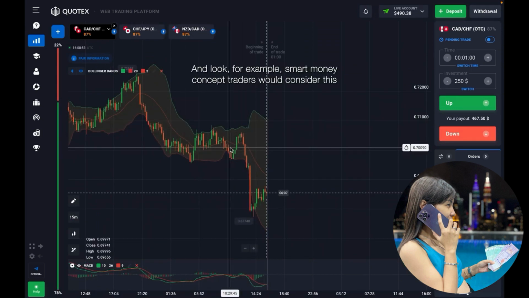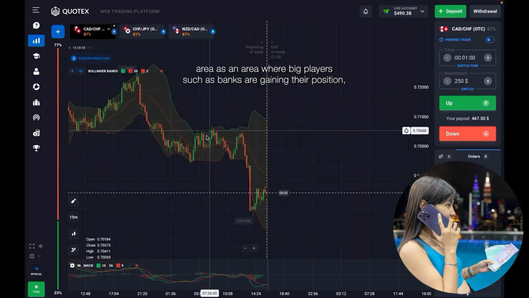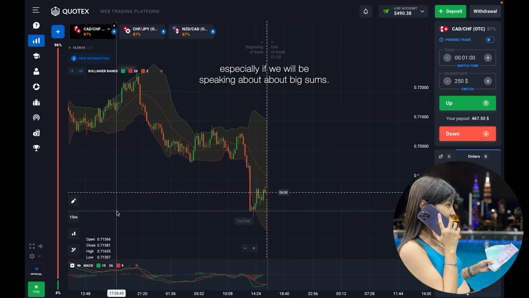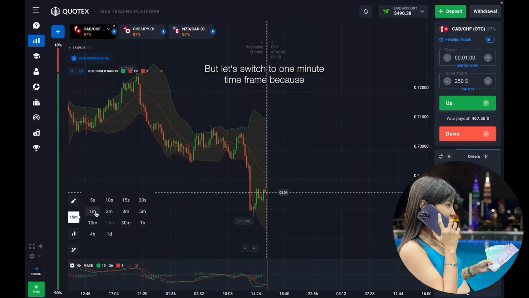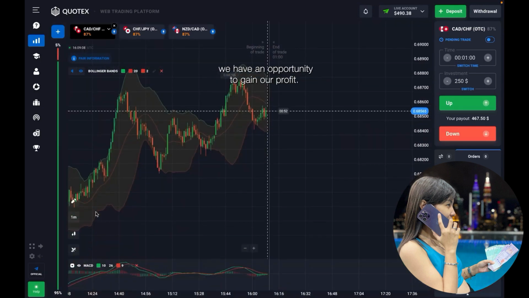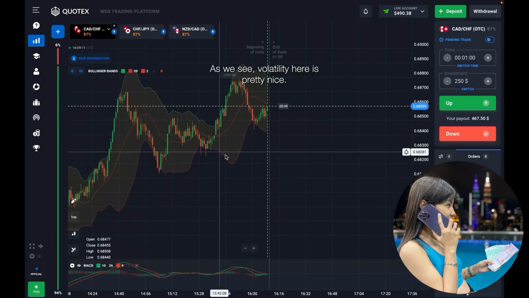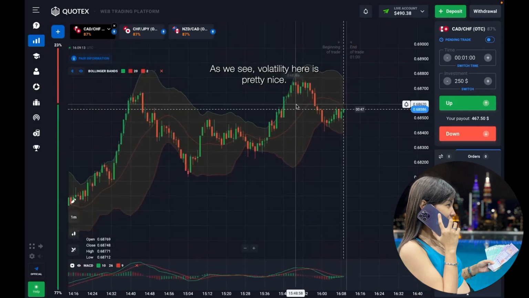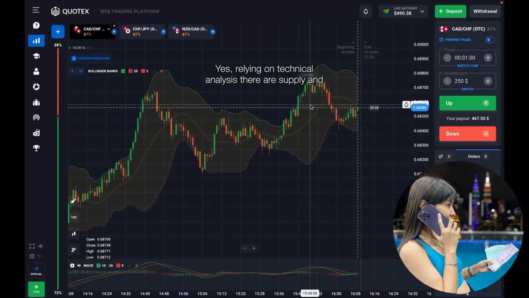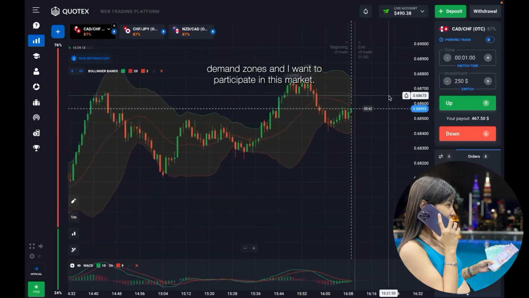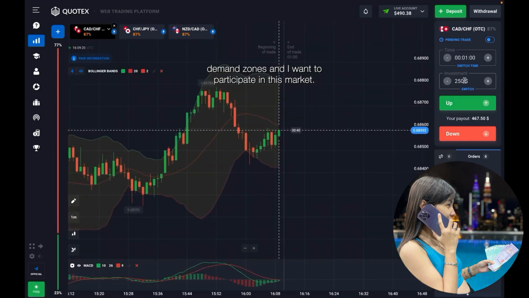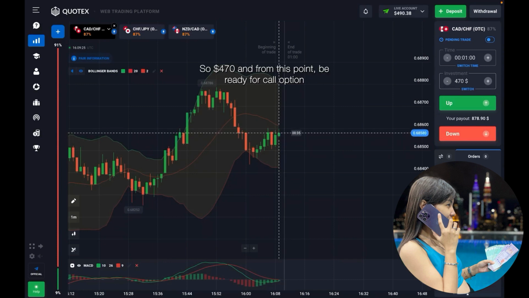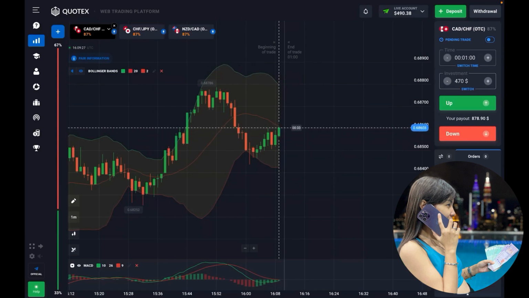And look, for example, smart money concept traders would consider this area as an area where big players such as banks are gaining their position, especially if we're speaking about big sums. But let's switch to 1 minute time frame, because on 1 minute time frame we have an opportunity to gain our profit. And as we see, volatility here is pretty nice, and I want to open a position here. Yes, I rely on technical analysis, there are supply and demand zones, and I want to participate in this market. So $470 and from this point, be ready for collapse right now.